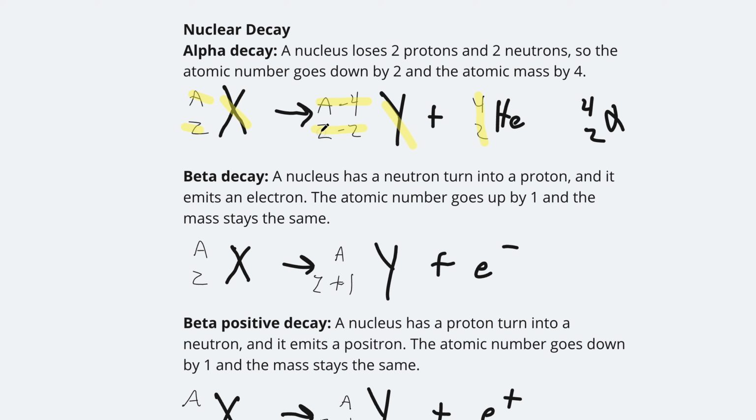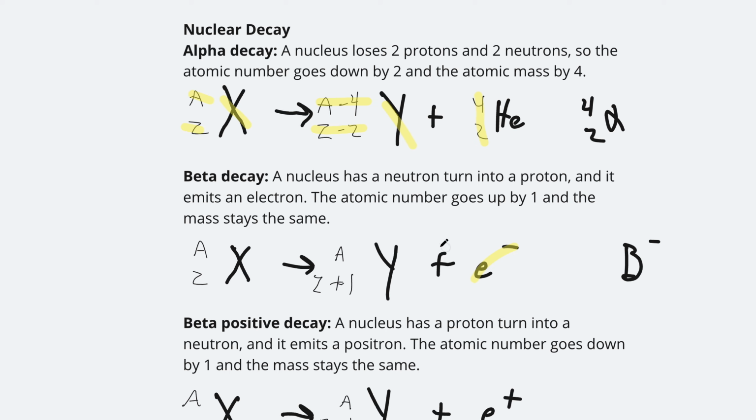The next type of decay is beta decay, and beta decay is when a neutron basically turns into a proton. You can think of a neutron as the combination of a proton and an electron, so when the neutron turns into a proton, it ejects that electron. That's what we have on the right side here, the electron that gets ejected from that nucleus. That electron can also be written as a beta particle, the letter B for beta with a negative charge, but either way, you can pretty much just think of it as an electron.